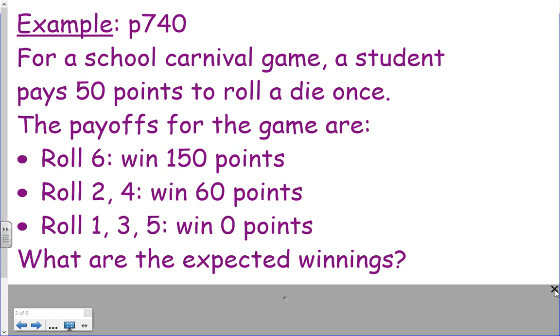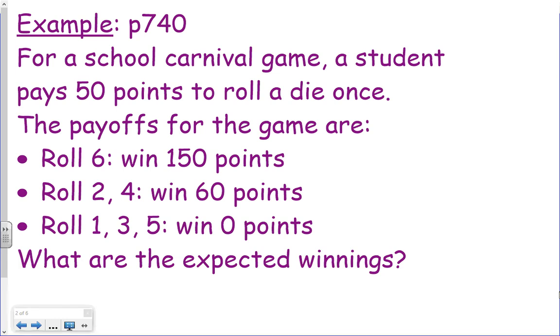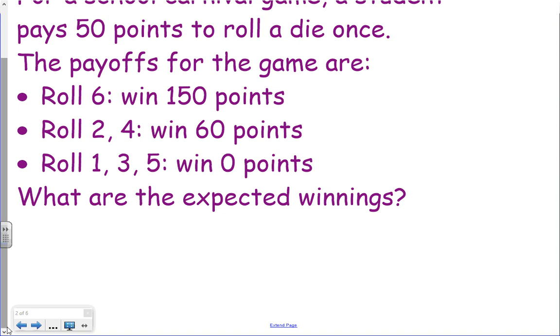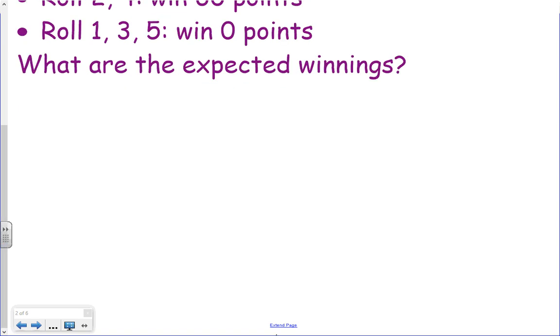All right, so the 50 points is what they have to pay up front, and then these are the winnings. So the question is, what are the expected winnings, or maybe it's losings, depending on how this game is set up here. Let's see what we would expect to happen if we were to play this game. All right, so let's make a table of data here to keep track of some things, and then we'll calculate what our expectation is from that.